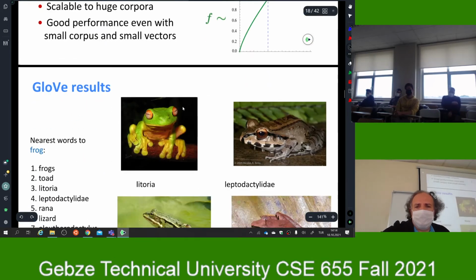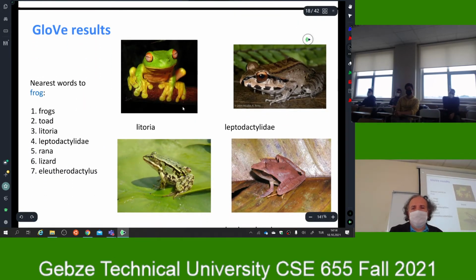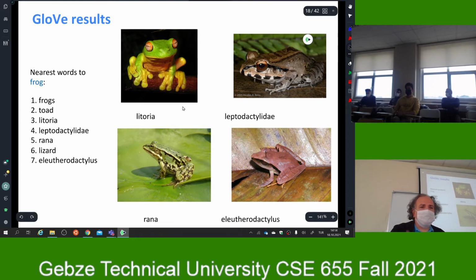I am not going to the details, but these are some of the impressive results actually. I mean, take the word frog and find the closest words to frog in my dictionary. Frogs, it is at the top. This is the smaller, closest one. Toad. I know this word, and I think I know this word too. I don't know these others. I know this one, and I don't know this one.